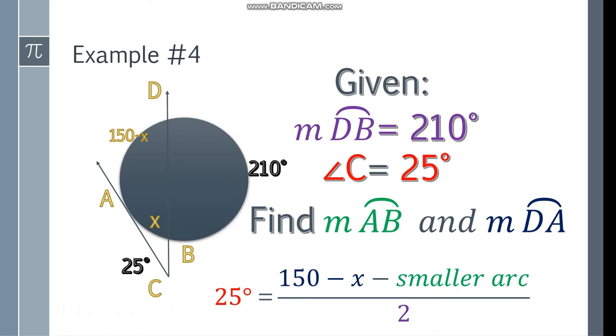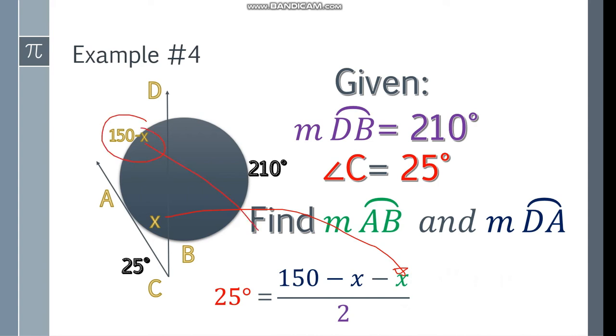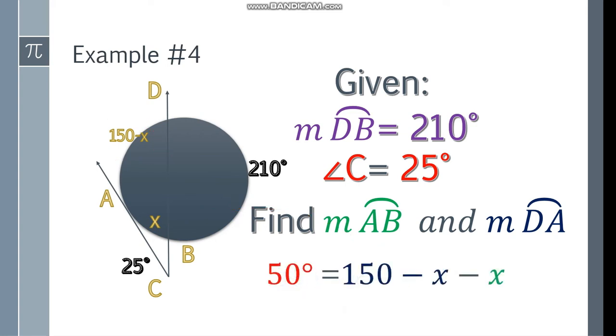Let's substitute the value. So, ang external angle mo ay 25 degrees, at ang larger arc, 150 minus x. Ang smaller arc mo naman ay x lang. Ngayon, hanapin natin yung value ng x. So, multiply both sides by 2, and you will have 50 degrees is equal to 150 minus x minus x.